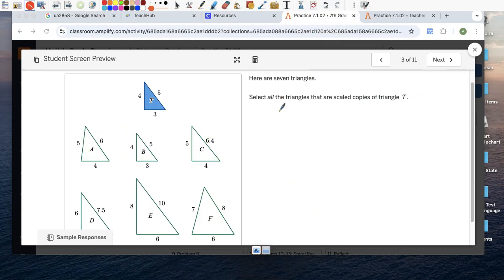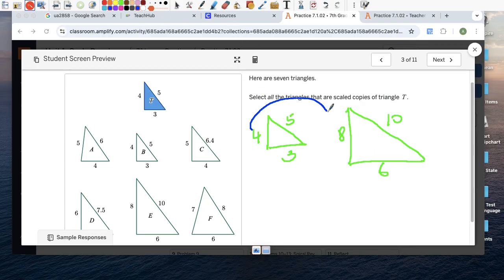Okay. Let's look at this big one here. So again, here's our original: 4, 5, and 3. This is the enlarged version. So this is an 8, this is a 6, and this is a 10. This one I think it's pretty obvious. How did the 4 become an 8? Times 2. How did the 5 become a 10? Times 2. How did this 3 become a 6? Times 2. So it's the same scale factor. So that's one way of showing it.